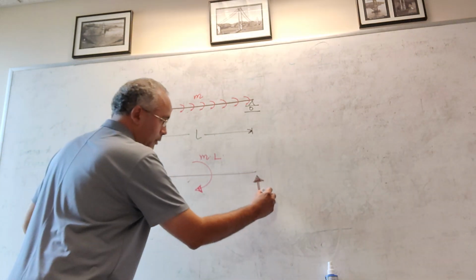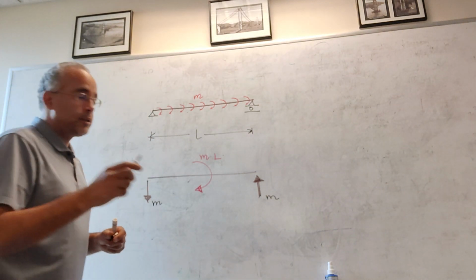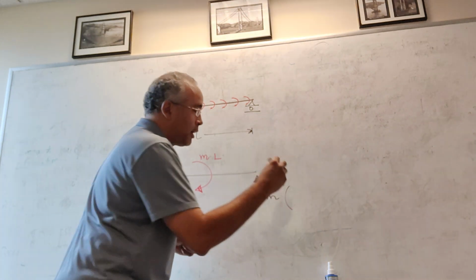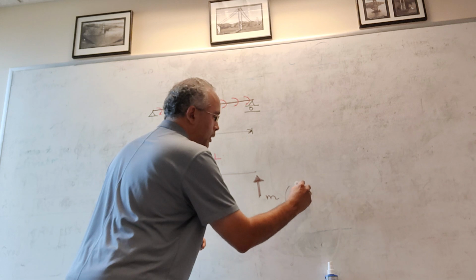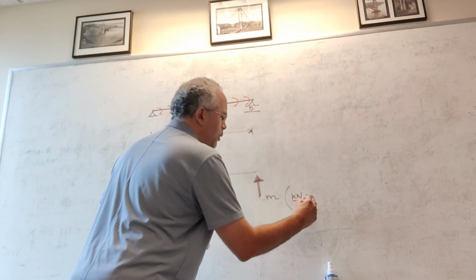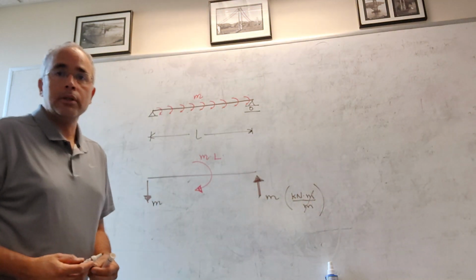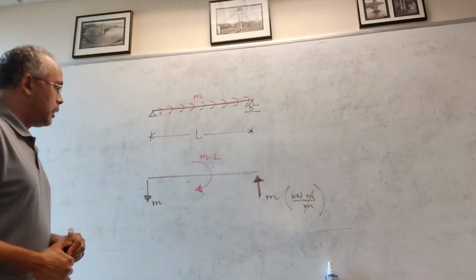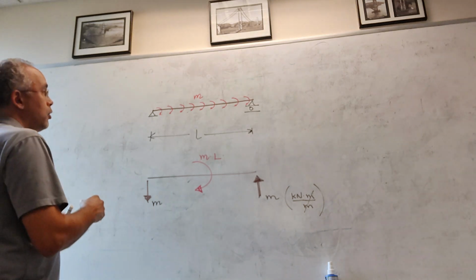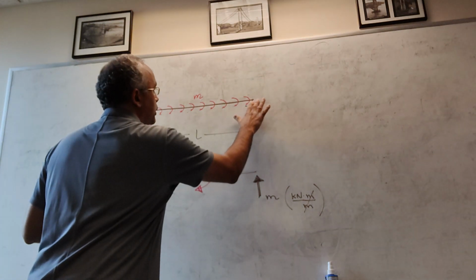So actually the value of this is lowercase m, which makes sense because m is in the units of moment divided by length, which would be something like kilonewton meters per meter, right? So the units that come out are actually units of force. So with these reactions, we can then go ahead and compute our moment diagram and shear diagram.